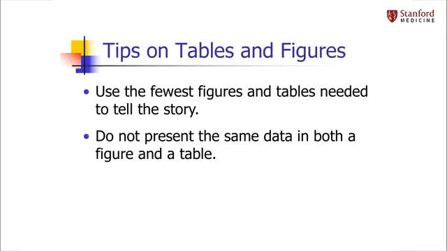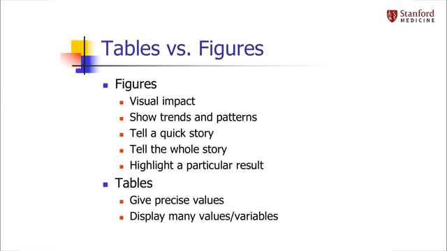A couple of tips on tables and figures. First of all, you want to use the fewest figures and tables needed to tell the story. Just as in writing prose, you want to be concise and to the point. Plus, scientific journals may have limits on the numbers of tables and figures that you're allowed to submit. Second, don't repeat the same data in both a table and a figure. Choose to present that data as one or the other.